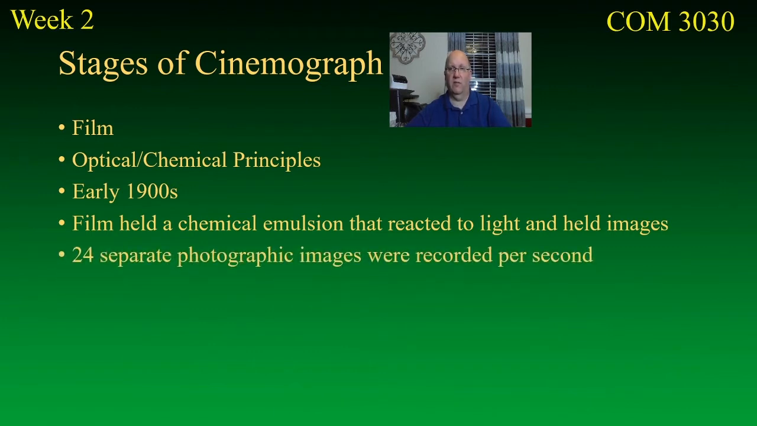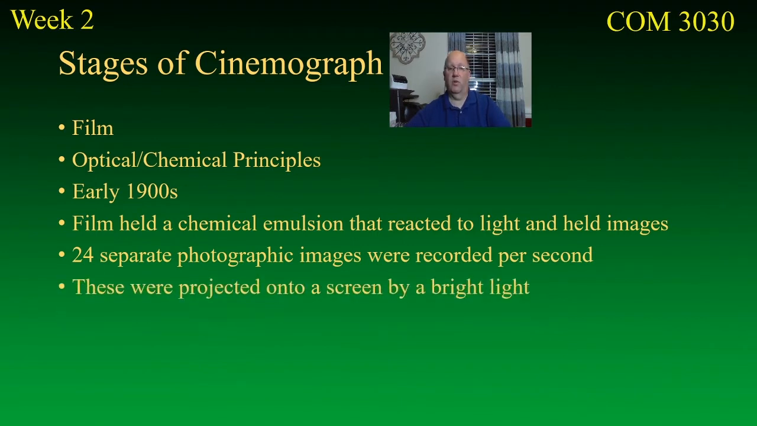Now with this chemical film, the camera would shoot 24 separate photographic images per second, and the projector would project 24 separate photographic images per second. If you held up a piece of film to the light, you would see little tiny film images, little photographs all in a row. The projector would basically be flashing those at you at a pretty fast rate, projected onto a screen with a bright light. That's what the projector was for, and that's basically how film went.